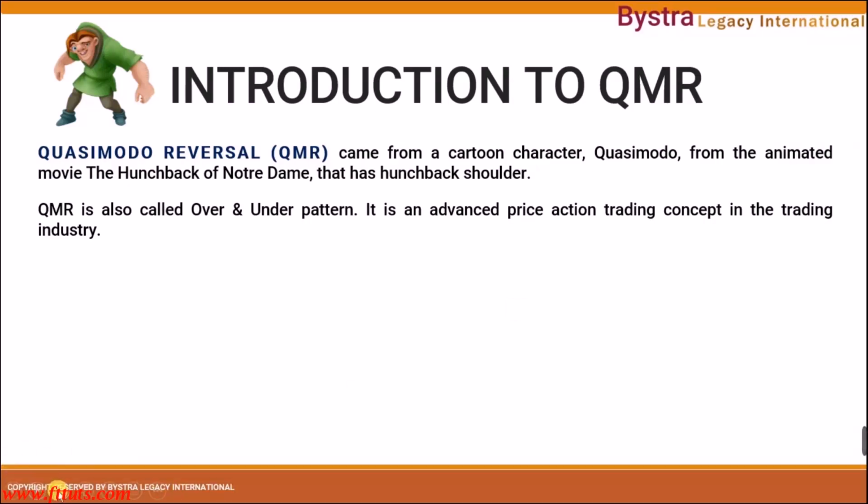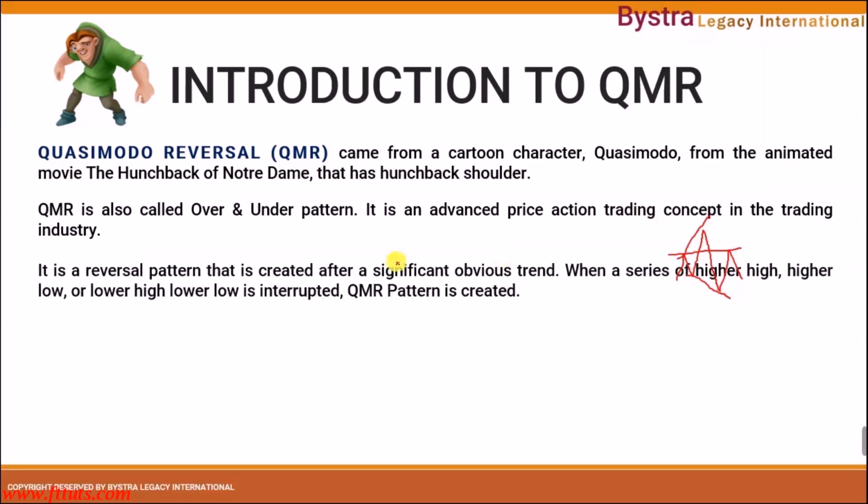So let me show you this. What is meant by over and under pattern? So we have the high, like this. So the over and under, this is how the pattern looks for Quasimodo. This is the over and this is the under. It is an advanced price action trading concept in the trading industry. It is a reversal pattern that is created after a significant obvious trend. So normally this always happens when there is a change of trend.